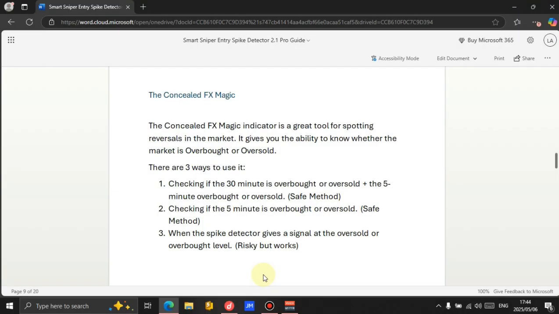Now let me explain how you can use the Concealed FX Magic indicator. The Concealed FX Magic indicator is a great tool for spotting reversals in the market, and it gives you the ability to know whether the market is overbought or oversold. There are 3 ways to use it. First, checking if the 30-minute is overbought or oversold, combined with the 5-minute overbought or oversold. This is considered a safer method.